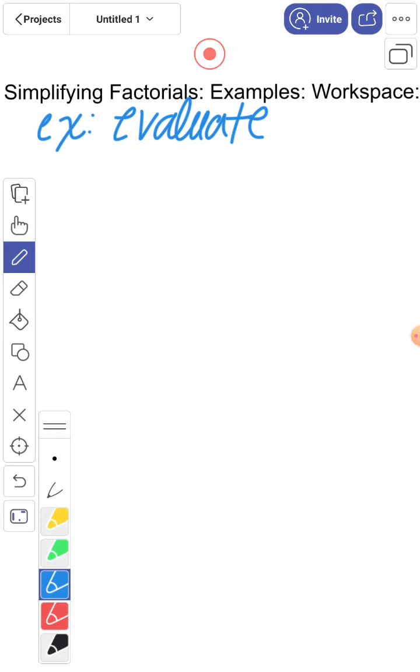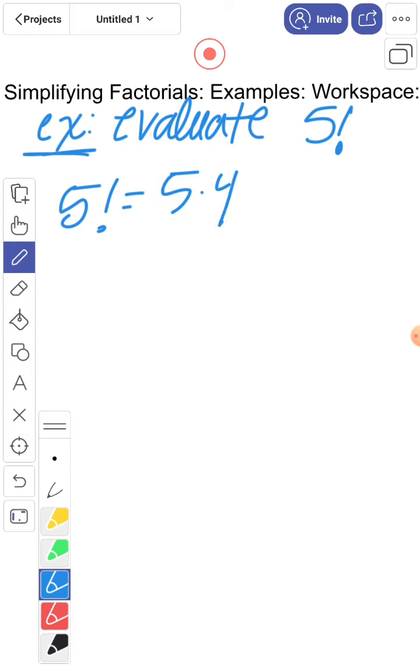You should be writing this down in your notebook as an example. Evaluate 5 factorial. Okay? So 5 factorial is equal to 5 times 4 times 3 times 2 times 1. And so, like I said, I like to do them in pairs.